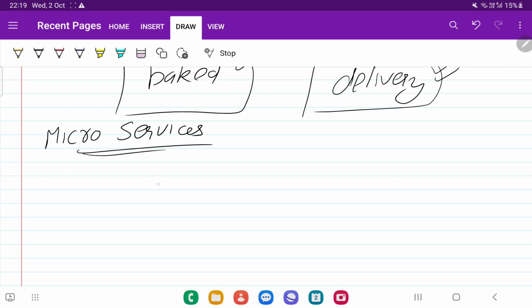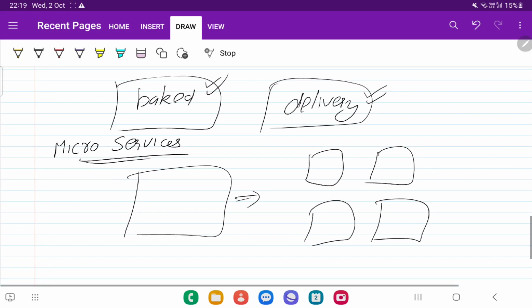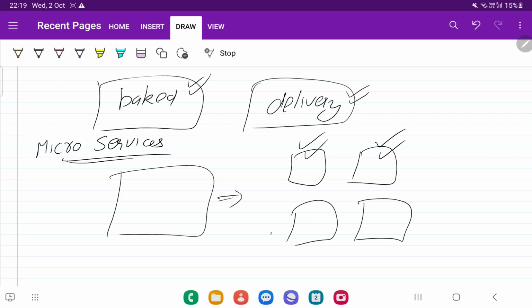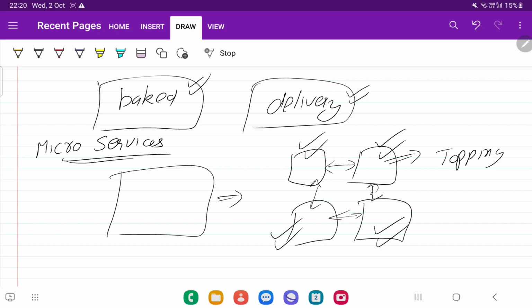It means we are breaking down our big app into small chunks so that they can work independently. Again, here there will be pros and cons. The pros will be that we can easily manage each and every service separately. Let's say if there is a fault in topping, we can handle this scenario and other things can work properly. Now again, the communication between all the services should be proper, so here I would say that we require more coordination.